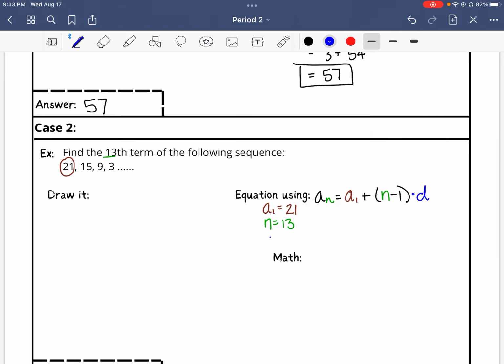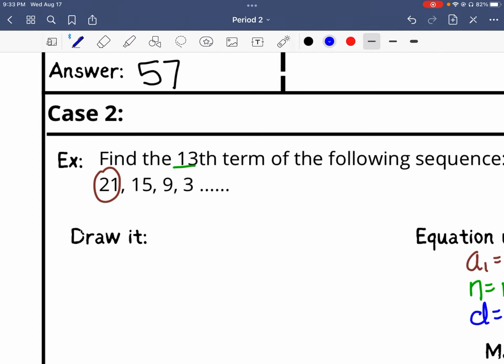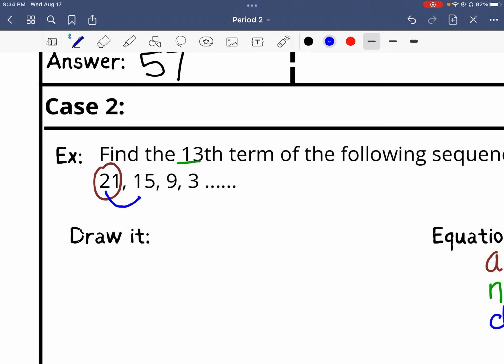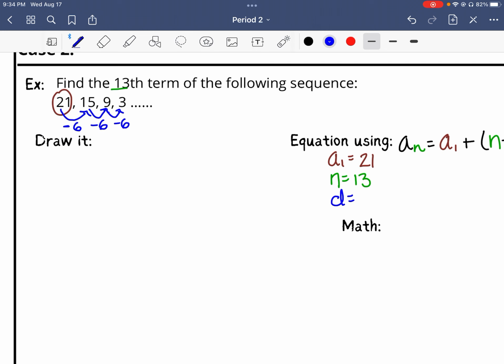Now our D, let's check how much we are jumping by. So from 21 to 15, it looks like I am going down. So to get from 21 to 15, I have to take away 6. From 15 to 9, I have to take away 6. Now you might be asking, why are you doing it twice? Well, you have to make sure, because if they are jumping by a random order, then it is not a sequence, and you can't use this. So our common difference is negative 6. Make sure that you put in a negative there. It's very important because we're going down this time.